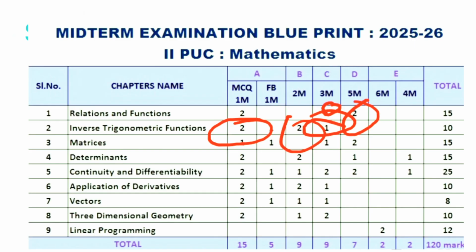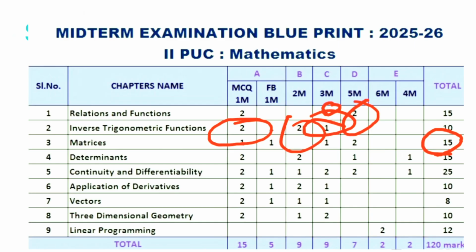Then matrices is a very easy chapter. When you know the calculation and simplification, you can very easily get 15 marks. And determinant has MCQ 2 marks 2 and 5 marks 1. This chapter also carries 15 marks.